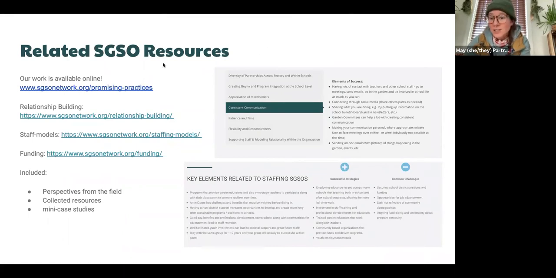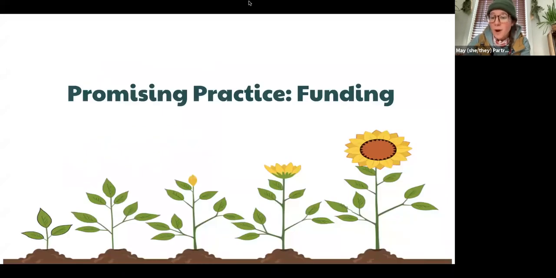I would love to introduce to you our 2 group members who worked on the funding bucket of sustaining school gardens. So our first promising practice that we're going to bring to you today is funding.